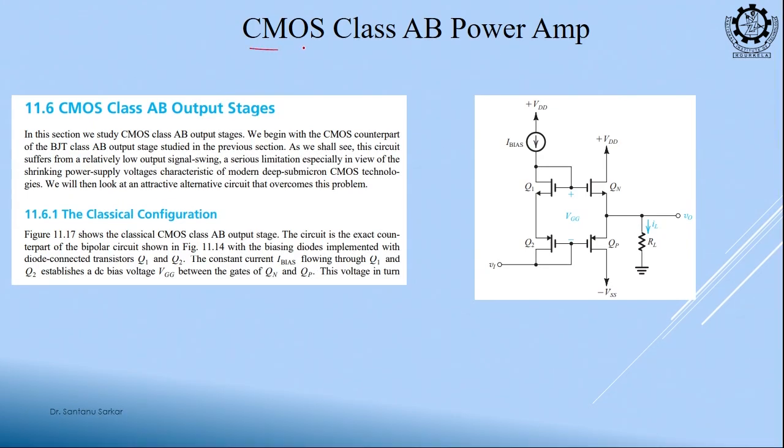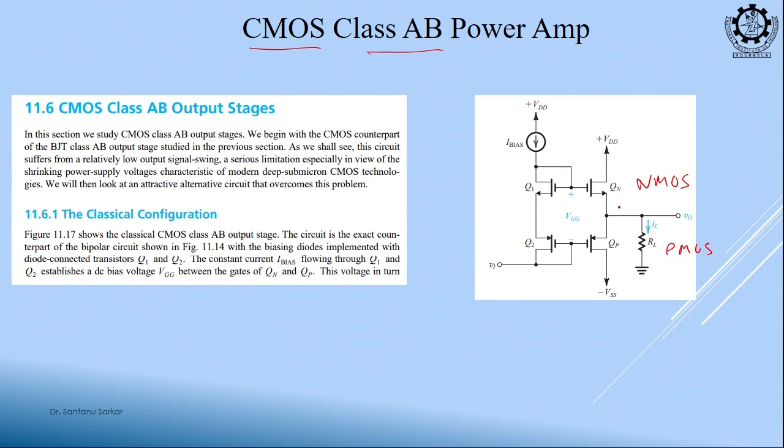Next is MOS based class AB power amplifier. In the previous case we have used both NPN and PNP. In this case we will be using NMOS and PMOS, just like the previous circuit. The output is taken from which terminal? Source terminal, right, output is taken from the source terminal.